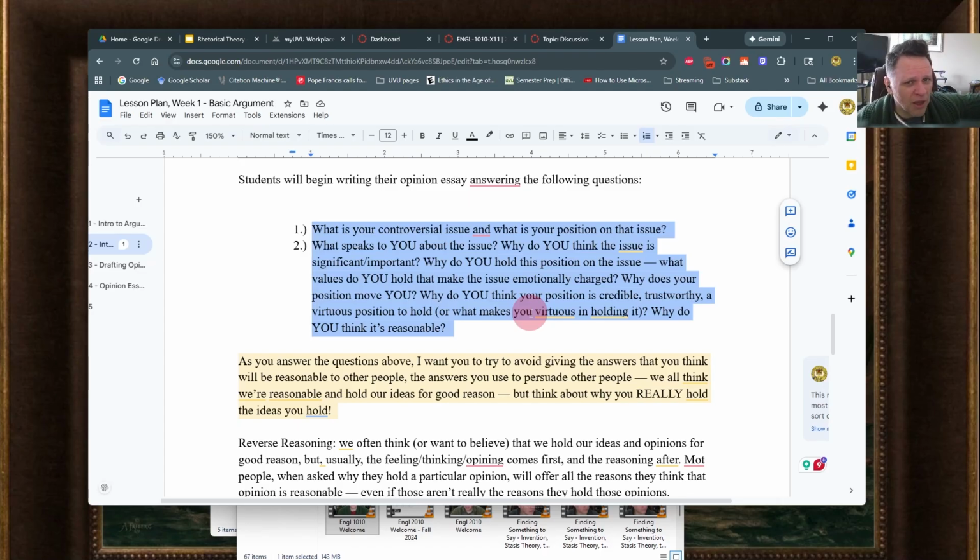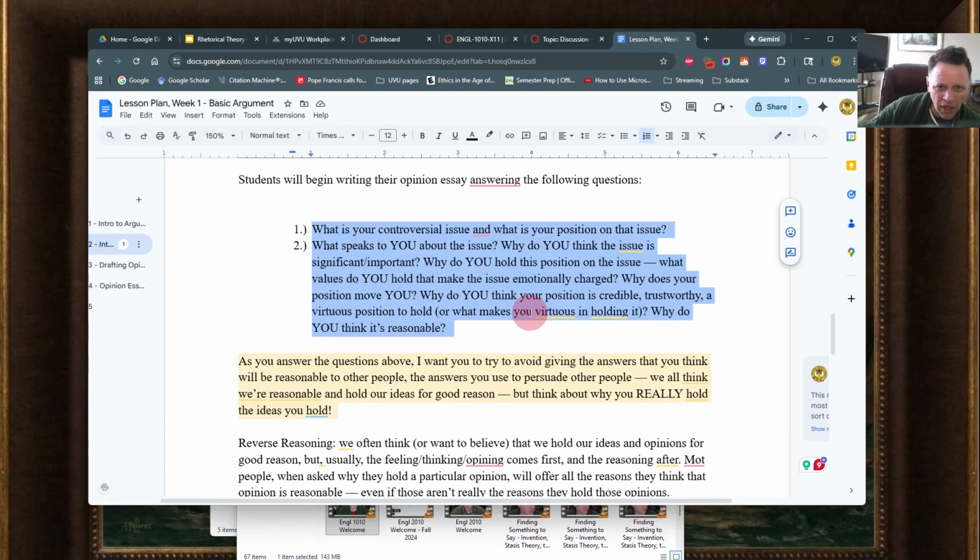I don't want you thinking about other people right now. I want you to think about you. What got you to the point where you hold your position on this? The reason I want you to do this is because by figuring this stuff out, you're going to be able to connect with an audience better. You're going to be able to think, okay, this is what persuaded me. How might that apply to other people? In what way might that apply to other people? Why might that apply to other people?